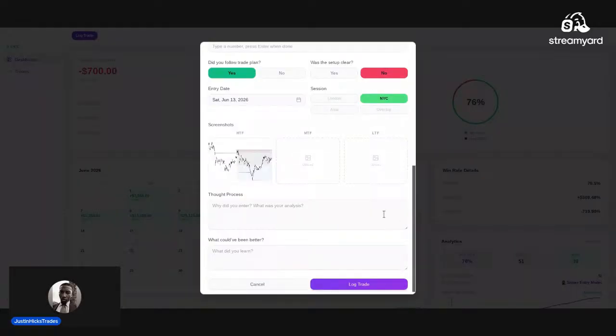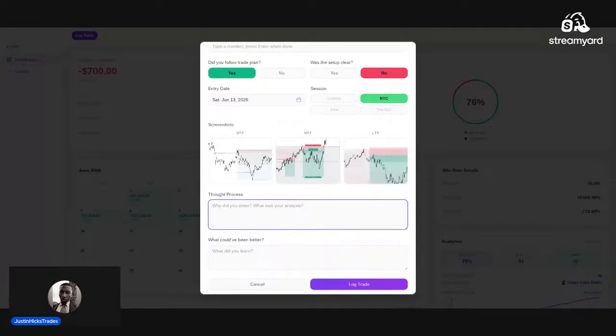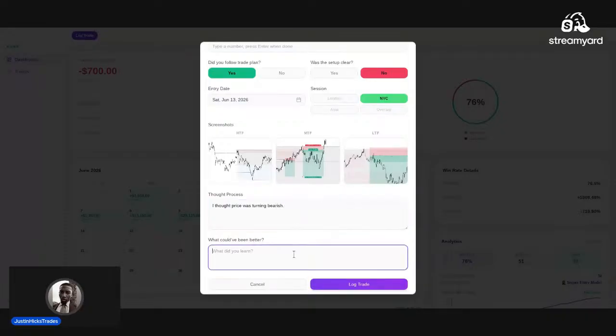This one, yeah, I'm just gonna say the same thing. Why did I enter? It was an analysis. I thought price was bearish, turning bearish. It would have been better on my entry.